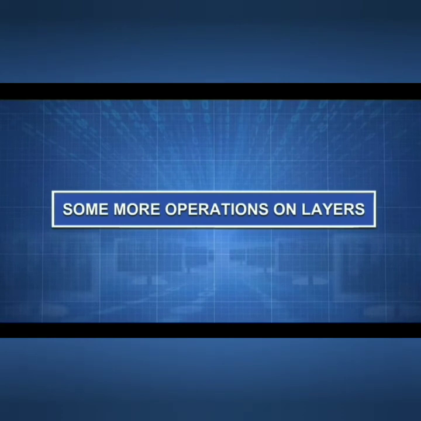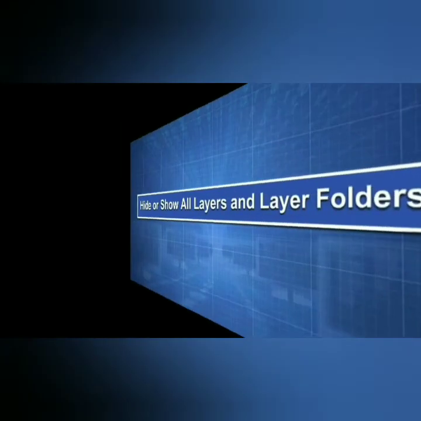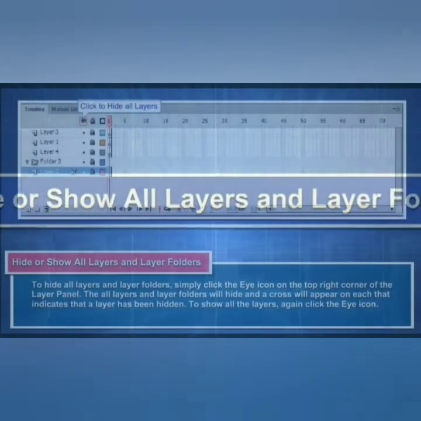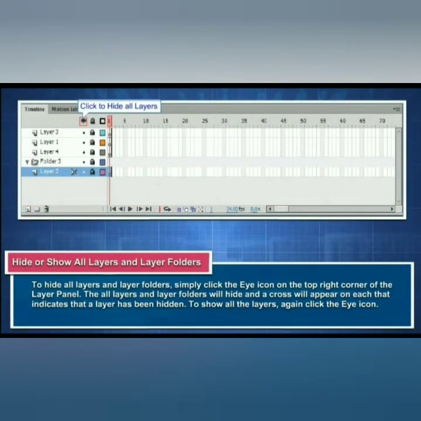Some more operations on layers. Some more operations can be done on layers. What are they? Let us study about them. Hide or show all layers and layer folders. We can hide our layers, we can hide our layer folders, and we can unhide also. What is the method? To hide all layers and layer folders, simply click the eye icon on the top right corner of the layer panel.